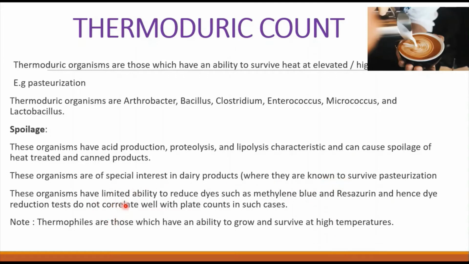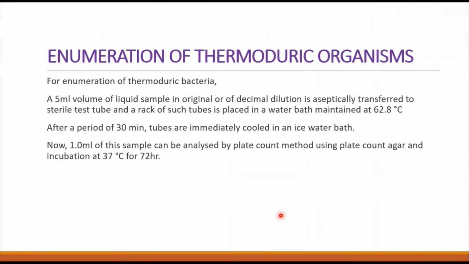And here also we have a limited ability to reduce dye. That means these organisms have limited ability to reduce dyes such as methylene blue and resazurin, and hence dye reduction tests do not correlate well with the plate counts in such cases. Then how do you enumerate? That means how do you count or grow these thermoduric organisms?